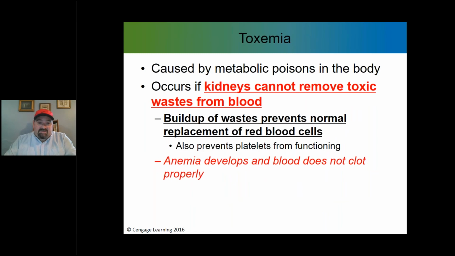So here we see toxemia, right? Metabolic poisons are in the body. How about if the kidneys are not doing their function, right? And so a patient has to go on dialysis. The kidneys are not filtering the blood like they should. They're not removing the toxins. The liver's not functioning and doing what it needs to do. So what's going to happen is that we're going to end up developing these poison levels within the body that are not being removed, and this can be a problem. Buildup of waste prevents normal replacement of red blood cells. Anemia can result, and clotting issues also can result, and this can be very bad.